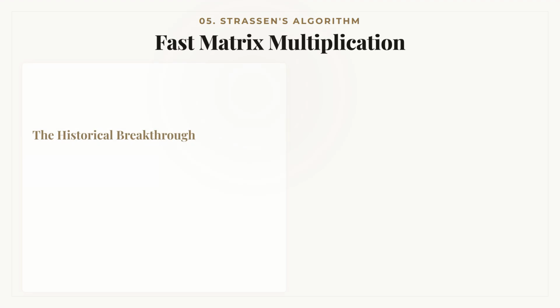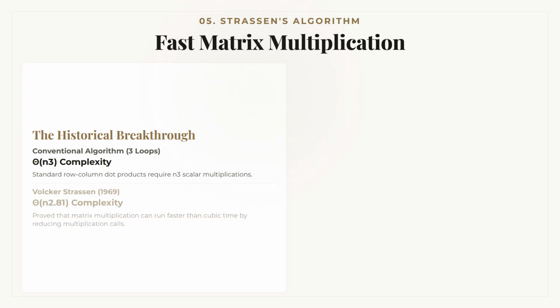Finally, let us discuss Strassen's matrix multiplication. Matrix multiplication is a fundamental operation in computer science, used in graphics, machine learning, scientific computing, and artificial intelligence. The conventional matrix multiplication algorithm uses 3 nested loops. If 2 matrices are of size n by n, the total number of multiplications becomes n cubed. Therefore, the time complexity is theta of n cubed. For many years, this was considered unavoidable.